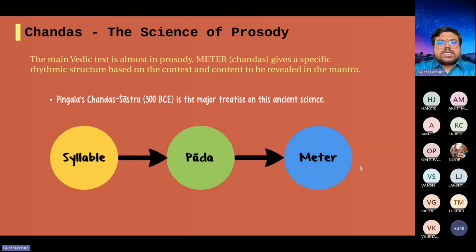The whole Chandas Shastra can be broken down into 3 categories: syllable, pada, and meter. Syllable means akshara, a word. Pada means a line. Meter means a set of lines.